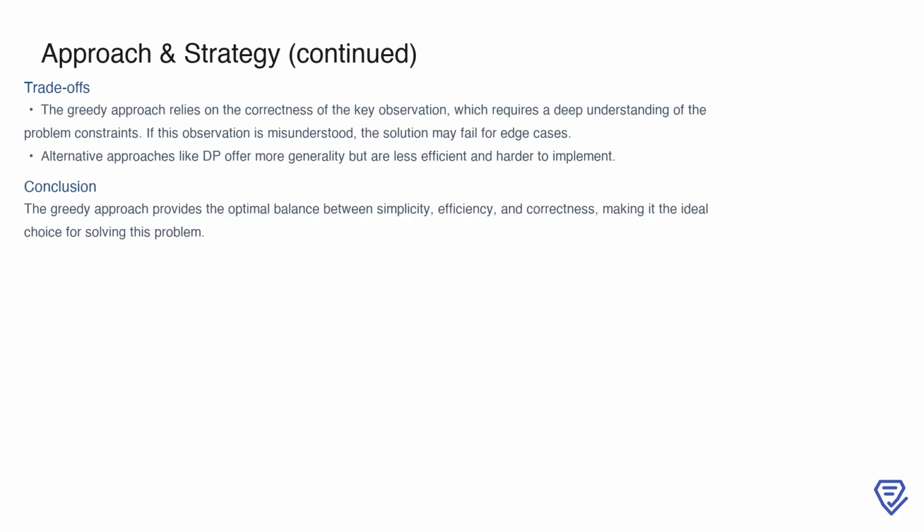Every approach comes with trade-offs, and the greedy method is no exception. It relies heavily on the correctness of the key observation that the relationship between max_tasks and total_tasks minus max_tasks determines the result. This requires a deep understanding of the problem's constraints, and any misunderstanding could lead to errors, particularly in edge cases. On the other hand, alternative methods like dynamic programming offer more generality and flexibility but at the cost of efficiency and simplicity. Ultimately, the greedy approach strikes the best balance between simplicity, efficiency, and correctness for this problem.